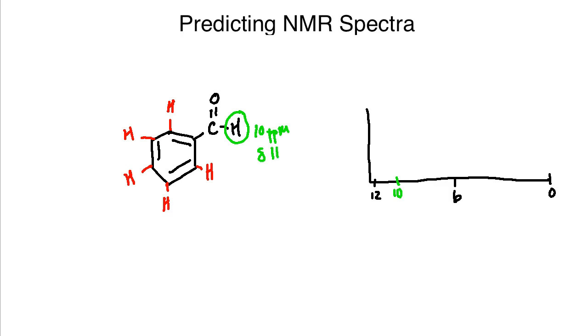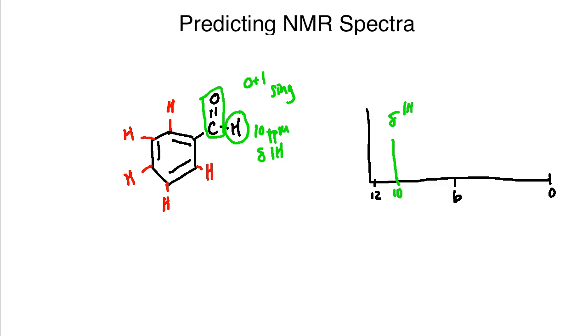Integrate to 1 hydrogen. And then the splitting, because it's next to this carbon-oxygen group, would be 0, because there's 0 protons there, plus 1. So I would expect to have a singlet there. So that would just be 1 signal right there, and it should integrate to 1 hydrogen.